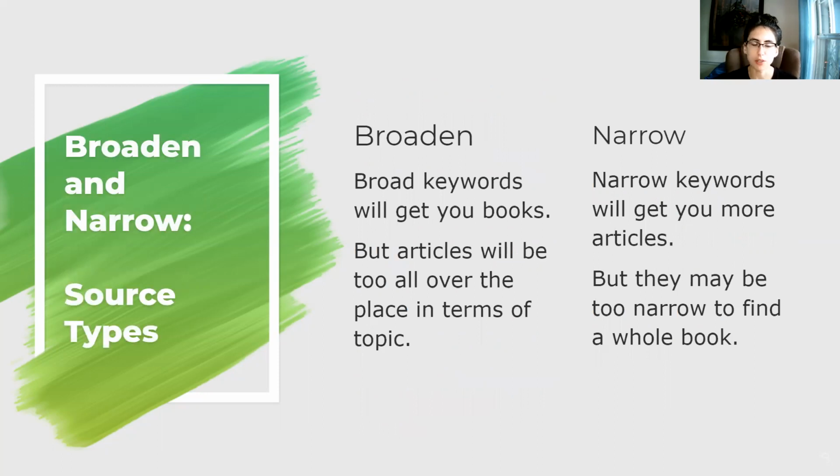So broadening and narrowing the source type. If you broaden your keywords, you're most likely going to get more books, and articles are going to be way too all over the place if you keep your search terms really broad, because academic articles are very, very specific. So it's going to be hard if you're just looking up by one or two keywords. And then narrowing with your keywords is going to get you a lot more articles, but it may be too narrow to find a book, because the book is going to be on a much broader topic, meaning that you're going to struggle if you have way too many narrow keywords trying to find a book.